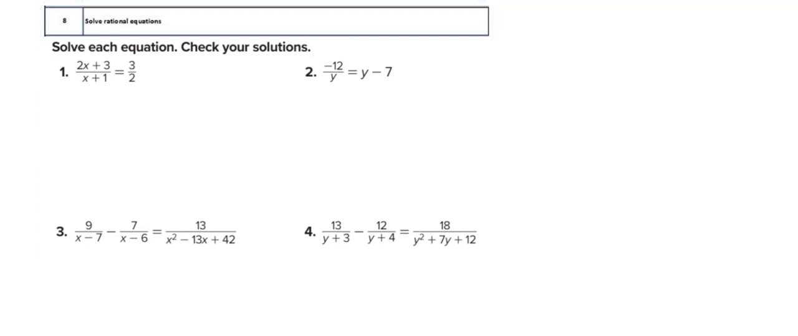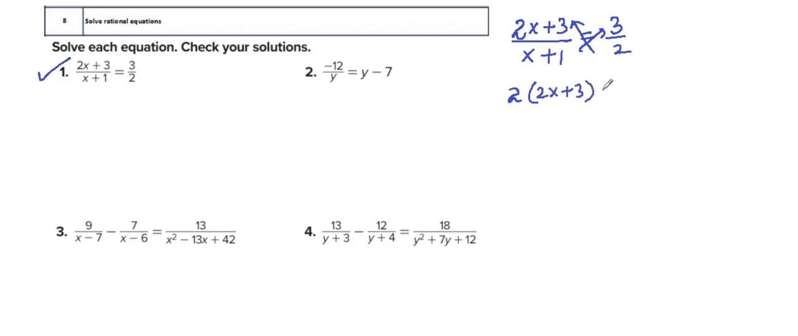Question number 8. This time we'll solve only 2 questions because all the questions are of the same kind. Look at question number 1. (2x + 3)/(x + 1) = 3/2. So cross multiply. 2 multiplied with 2x + 3 and 3 multiplied with x + 1. So what you will get: 4x + 6 = 3x + 3.